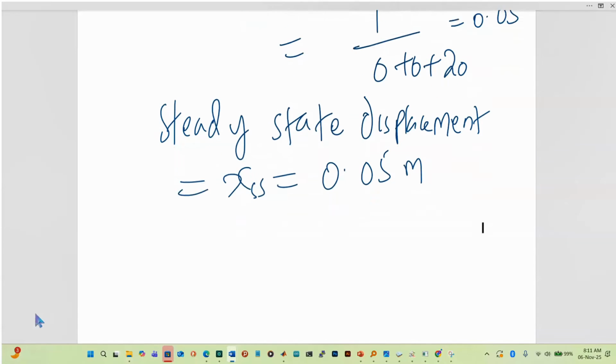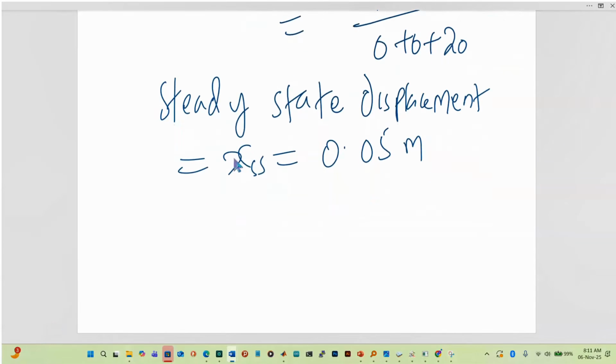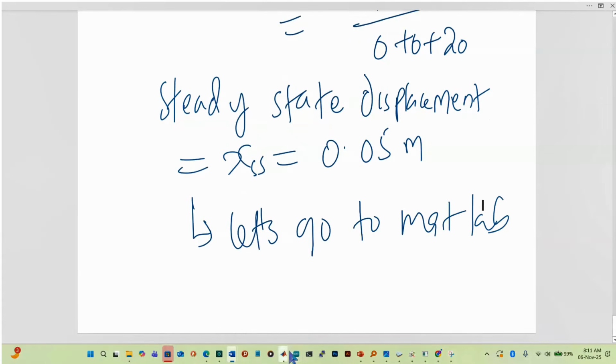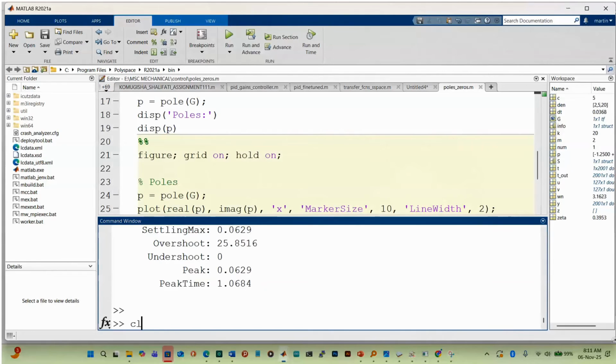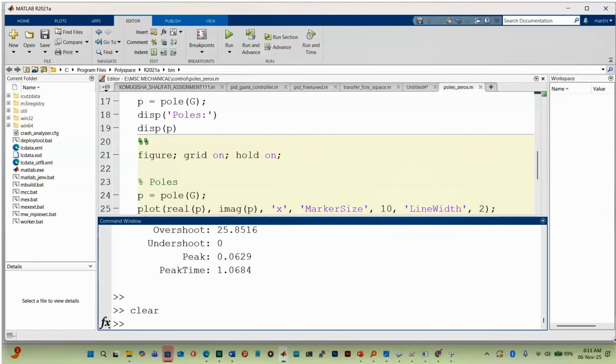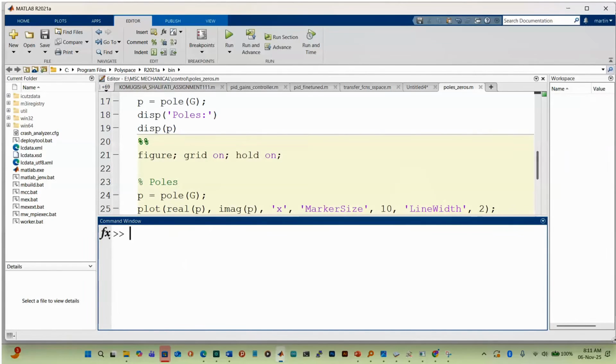So it is now time to turn to MATLAB. So let's go to MATLAB. MATLAB is already open. What I will do is to clear first of all. Then after clearing, I say clc. I've cleared the workspace and also the command window.